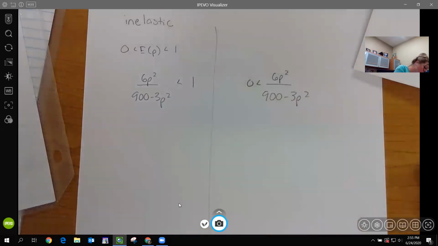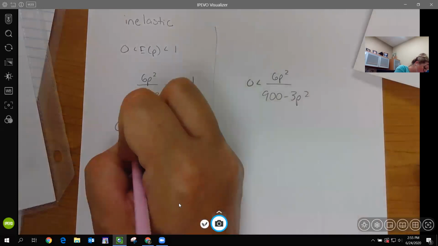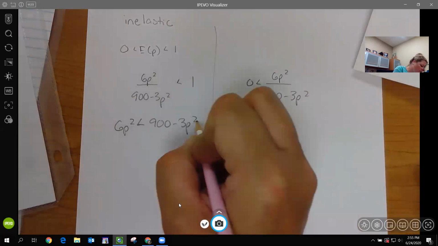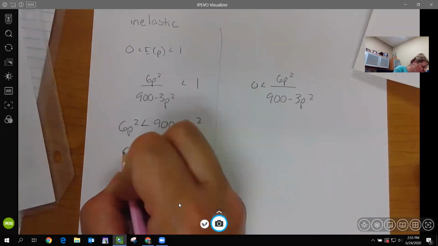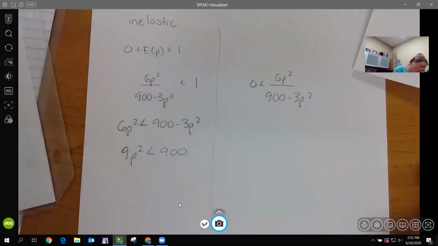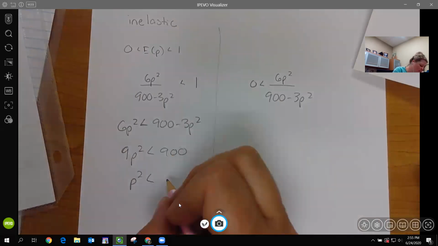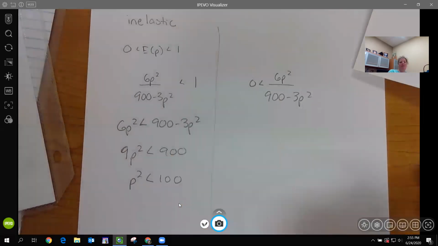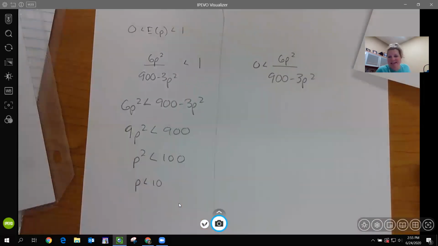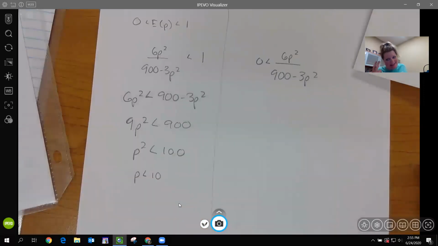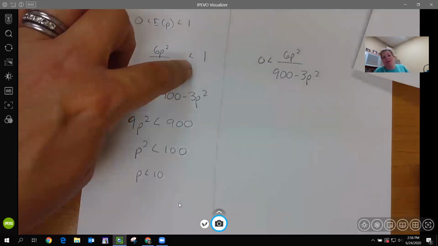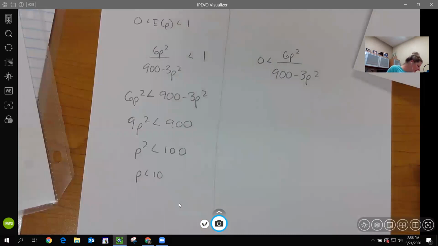Then for this one, multiplying by the denominator, that's pretty easy. So 6p squared is less than 900 minus 3p squared. Add that over, I get 9p squared is less than 900. And I get p squared is less than, do you notice something about this? 9 divided into 900 is 100. The square root is going to give me 10. Once I find the middle number, I don't have to do it twice. This is the same process, but your sign's switched. So we're less than 10.